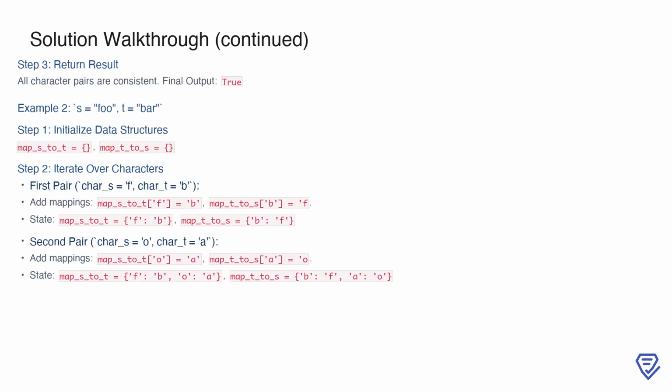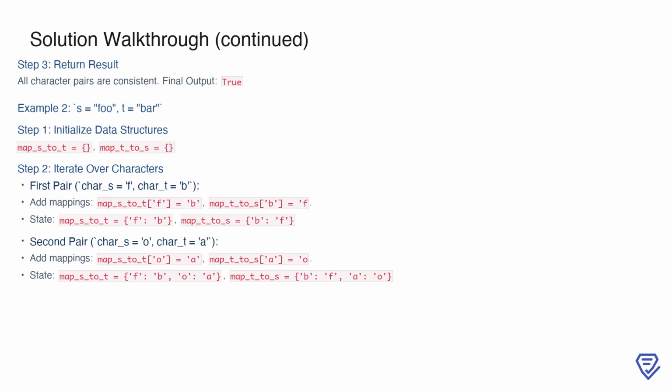At this point, all character pairs in the first example are consistent with the established mappings. This allows us to conclude that the strings s and t are isomorphic, so we return true. Now, let's consider a second example where s equals foo and t equals bar. As before, we initialize two empty dictionaries, map_s_to_t and map_t_to_s, to track character mappings.